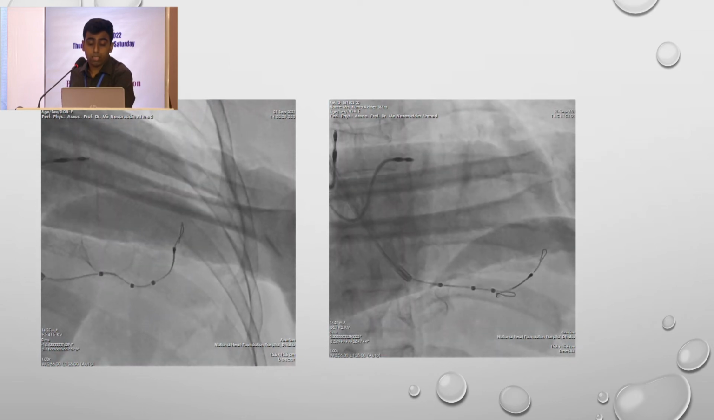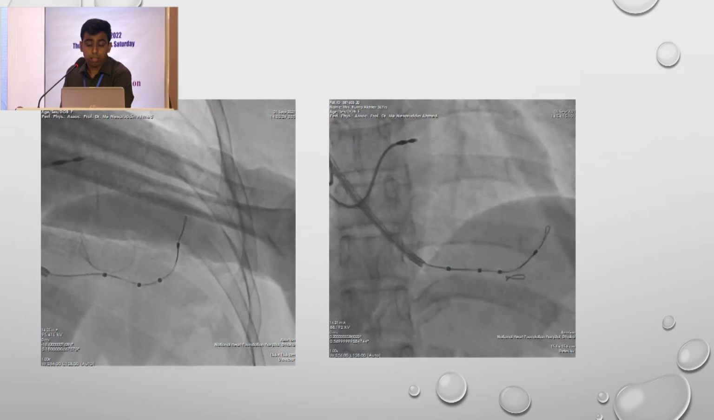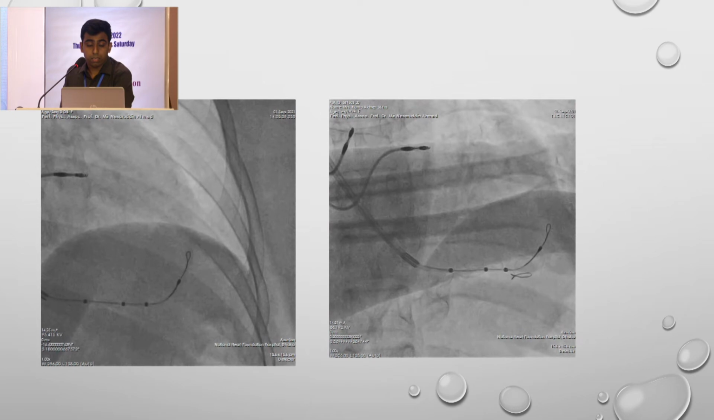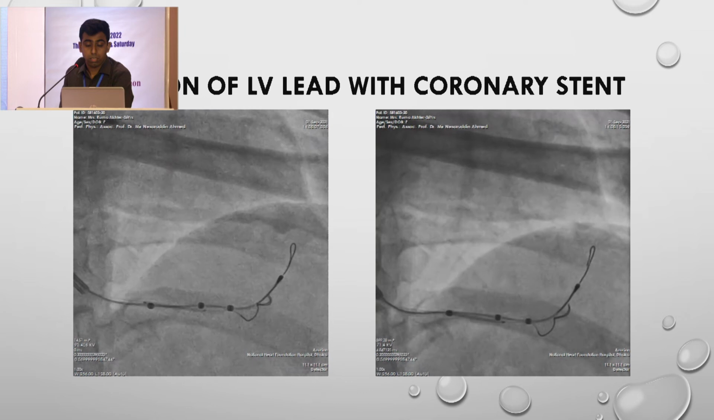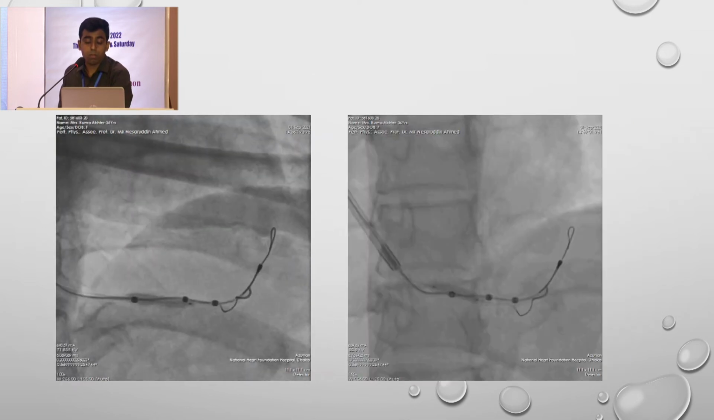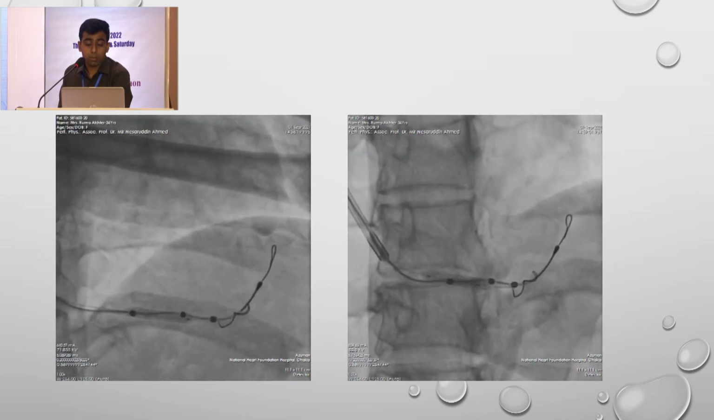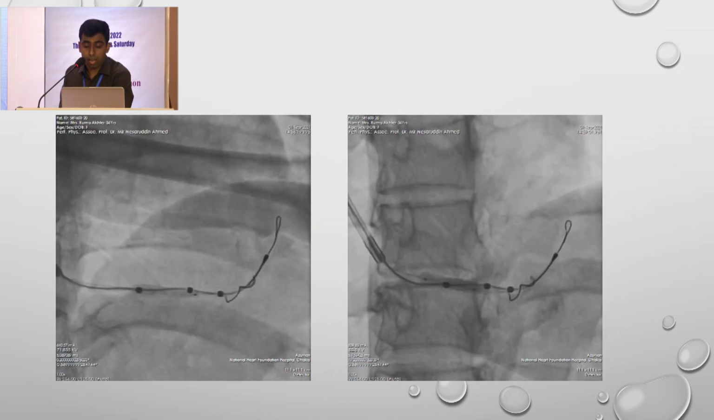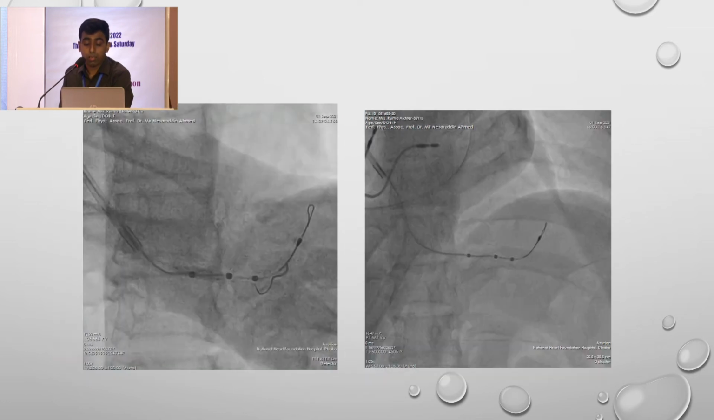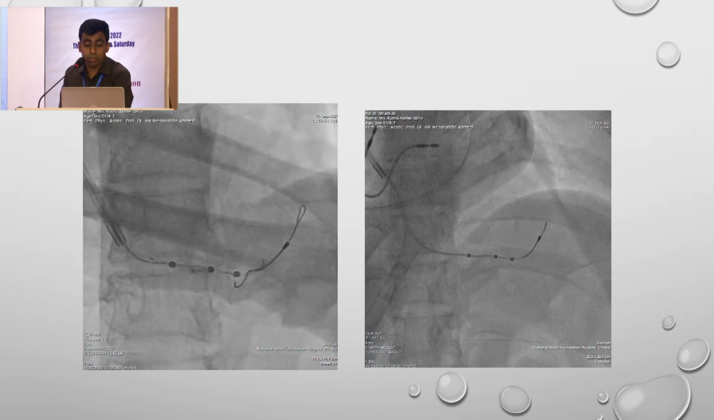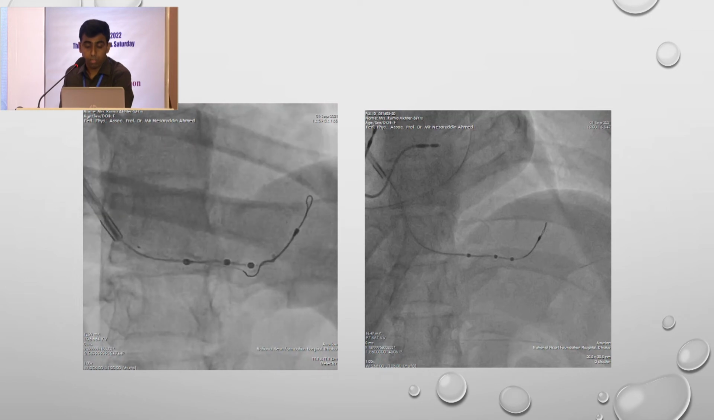So we inserted another floppy wire, that is the run-through wire, beside the LV lead, and implanted a drug-eluting stent (4 by 12 millimeter), deployed at 8 atmospheric pressure, followed by high inflation at 16 atmospheric pressure, and the LV lead was fixed within the venous system. After a gentle traction, it was confirmed that the lead is fixed within the CS.